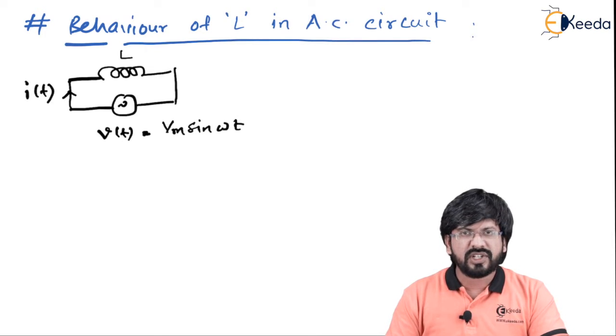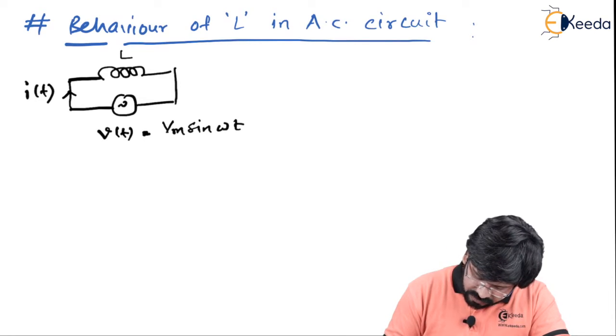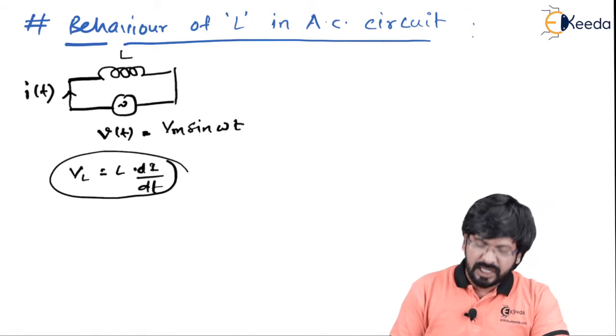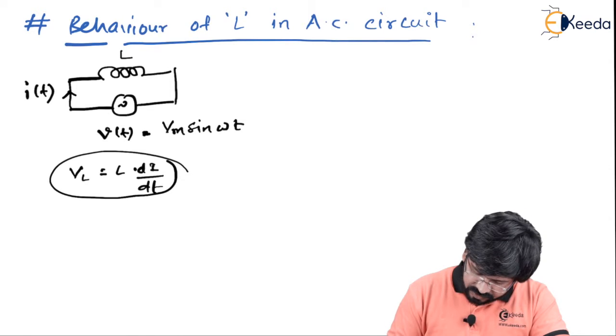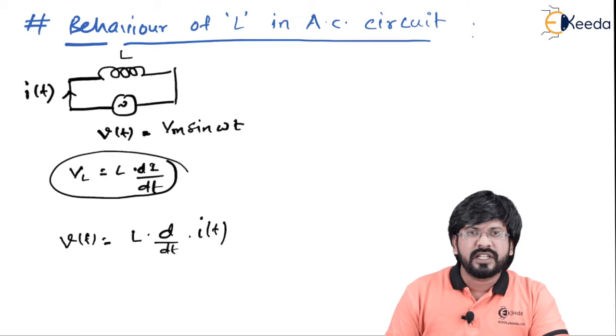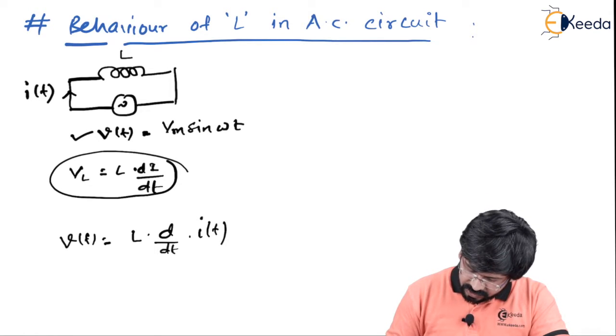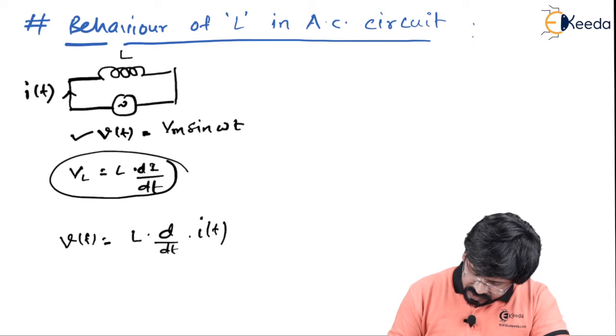There is a popular relation between V of t, I of t and L, that is nothing but the voltage equation for inductor. I'm sure you remember VL is L into di by dt. Is that right? Using this relation, now I will say V of t is nothing but L times d by dt of I of t. In this case, V of t is known to me, I of t is a question mark, so I can also rewrite the same relation as I of t.